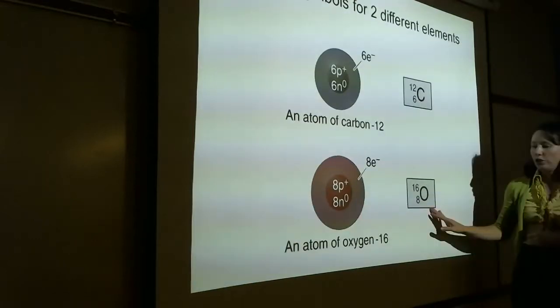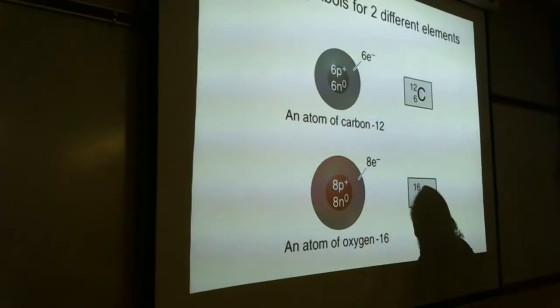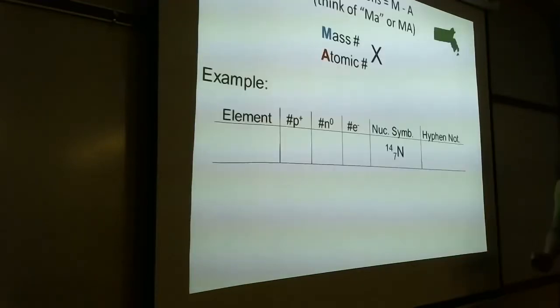Now there's another type of notation called hyphen notation. The way we write hyphen notation is you write the name of the element, then you put a dash, and then you put the mass number. Mass number, not the atomic number. So if I said, take this nuclear symbol and write it as hyphen notation, you would write carbon-12. Name, dash, mass number. The top number, not the bottom number. We'll talk about why it's the mass number when we talk about isotopes in about 5 minutes.